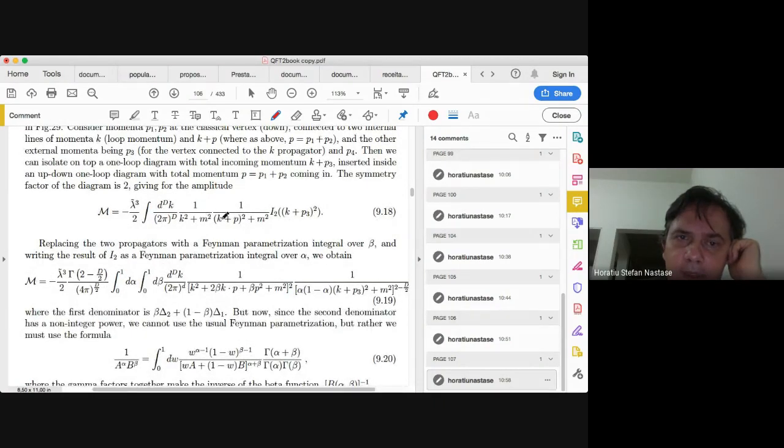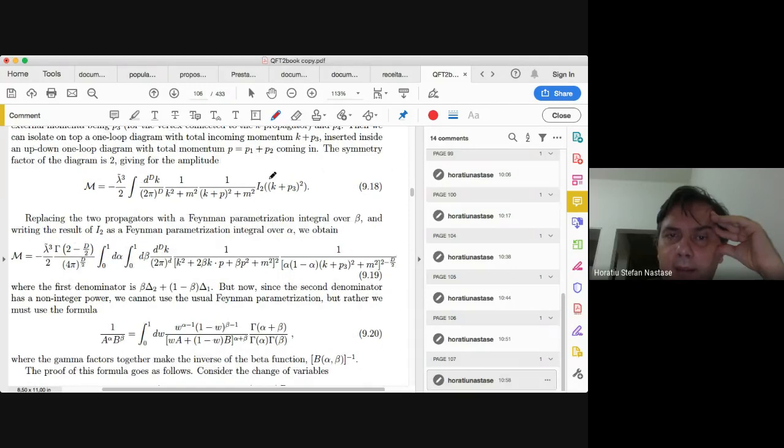Now, the product of these two propagators can be replaced with the usual Feynman parameterization integral over a parameter that I'll call beta. So I write this integral over beta, and now this depends on k squared plus 2 beta k dot p plus beta p squared plus m squared, all squared. All right.